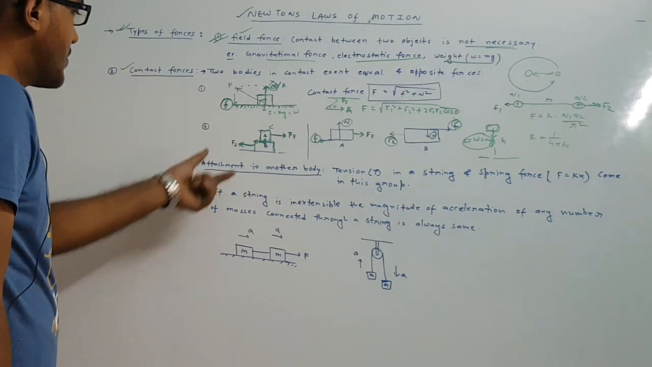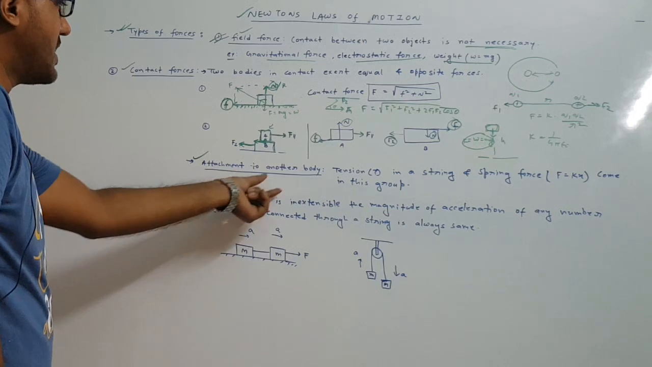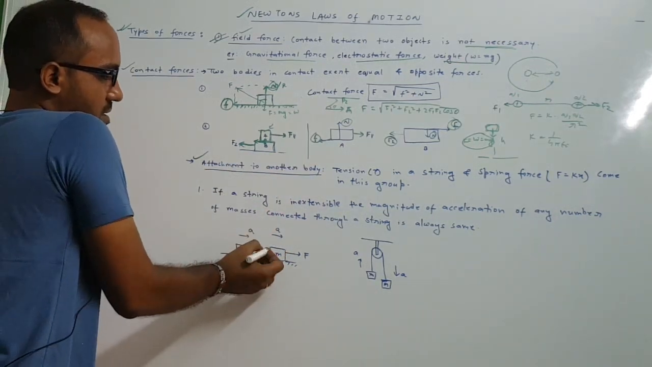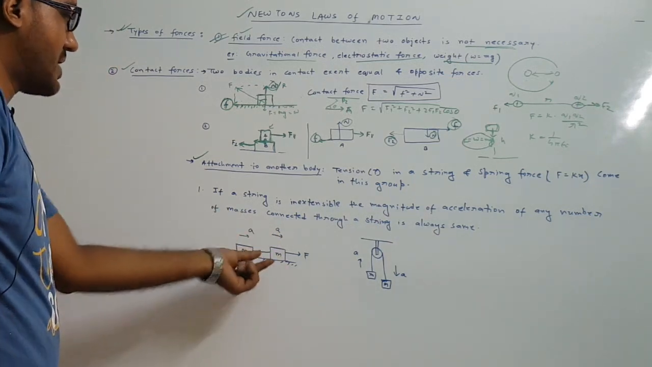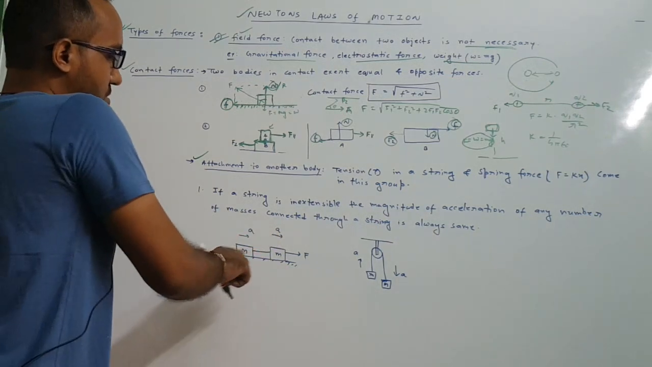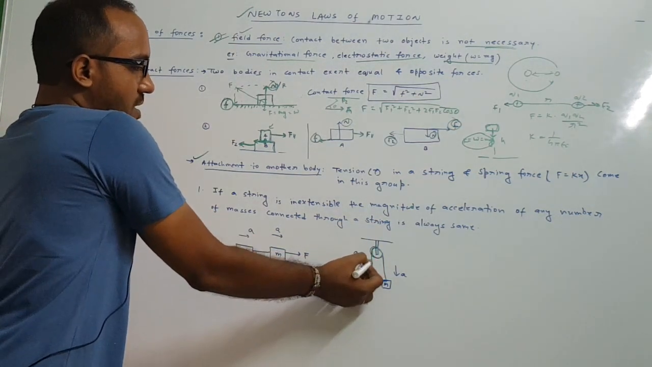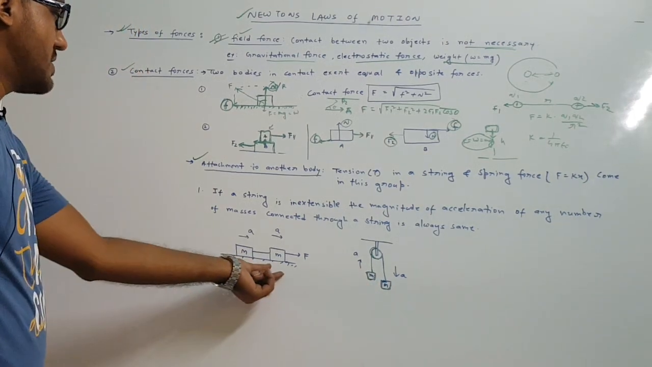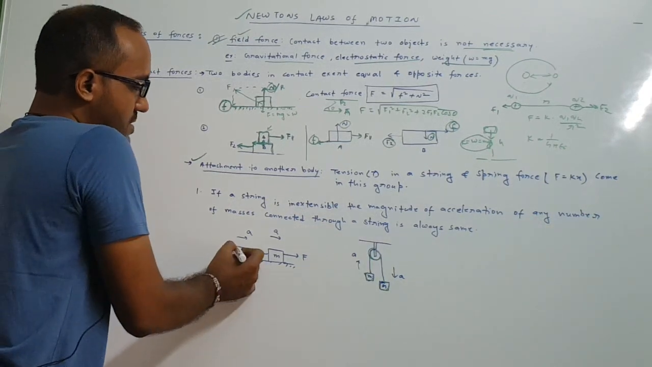Now in the subsequent category we can say that there is another type, that is attachment to another body. These two blocks are not directly attached but attached by a string. So if two objects are attached by a string, see in this pulley system, here also the two blocks are attached by a string. In this scenario the two objects are attached by a string.